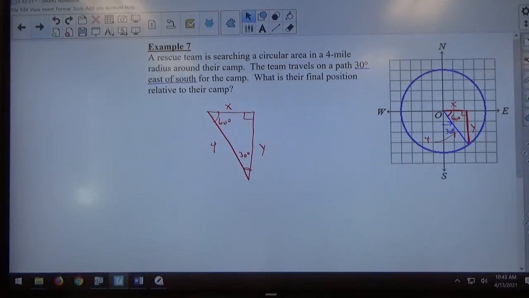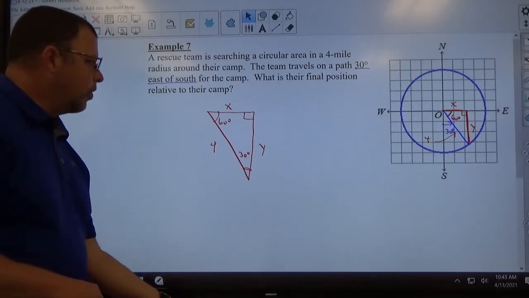Now you have options on how to do this. You can use SOHCAHTOA, figuring out x and y with SOHCAHTOA. You could use your 30, 60, 90 right triangle ratios if you wanted to. Take your pick. Okay, so let's go with SOHCAHTOA on this.